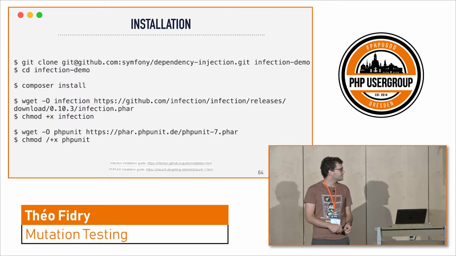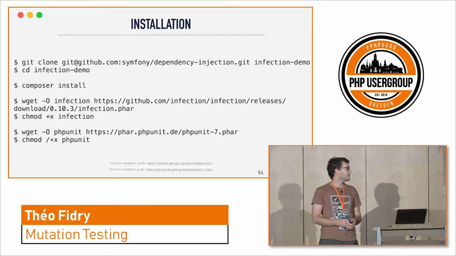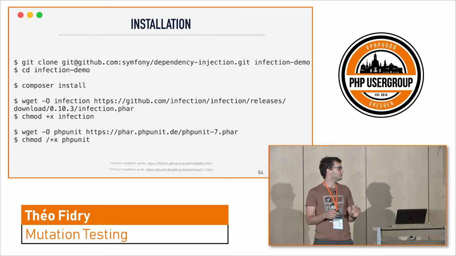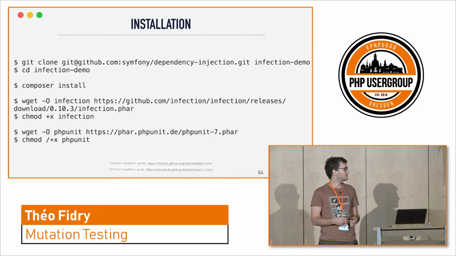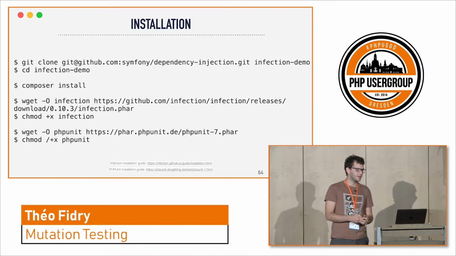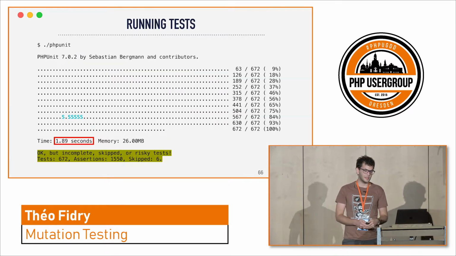To install it, first we clone the project, simple. Because of the weird Symfony management setup, there is no PHPUnit in that specific component, so you need to install PHPUnit, and then you can install Infection as well. For those who are curious, the slides will be available online, and it's actual text, so you can copy-paste it if you want to try yourself. So you got the PHPUnit configuration, simple enough, nothing fancy there. If we execute PHPUnit, it passes. Okay, that's expected.